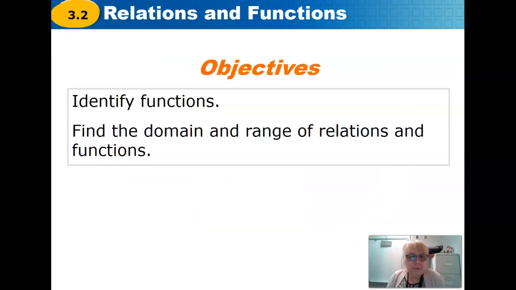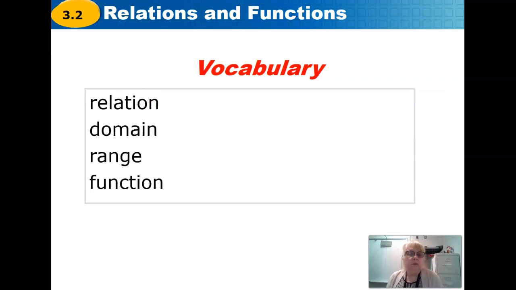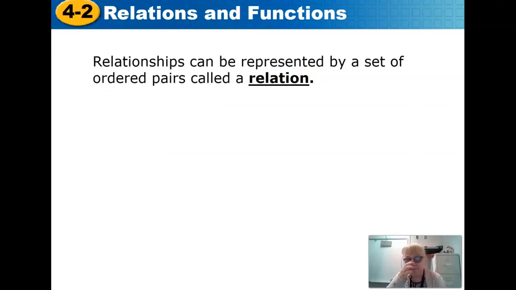Our objectives are to identify functions and find the domain and range of relations and functions. Vocabulary, everything that was just there: relation, domain, range, and function. Relationships can be represented by a set of ordered pairs called a relation.